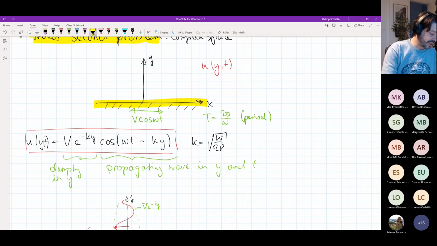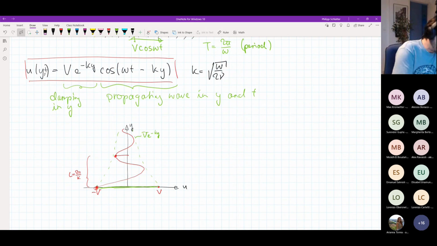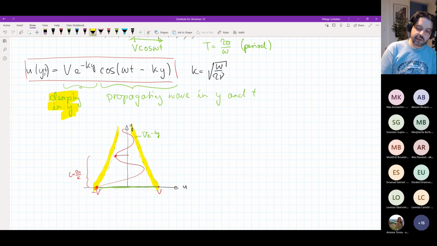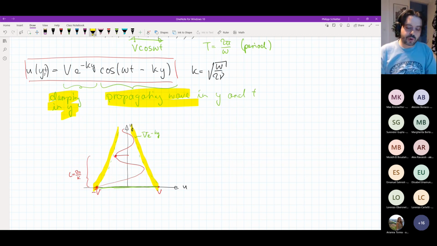And interestingly enough, this result is composed of essentially two parts. One part is a damping of the oscillation as a function of y. You see this in this diagram that we also plotted last time, where the amplitude of this oscillation decreases as a function of y. And then we also have a propagating wave in y and t. So essentially this maximum here would propagate away from the wall into the domain with a specific wavelength, 2 pi divided by k, and this k was something that we could derive last time.